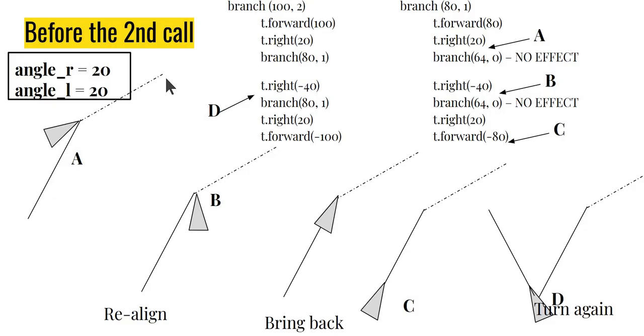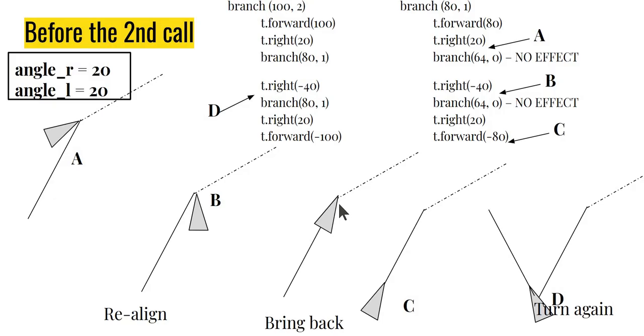Now, we have talked about this before. At point A, I'm turned 20. Now, remember, I must align myself. So I do it in two steps. I first go minus 40 to this side. Notice t.right minus 40 is basically saying t.left 40. So I kind of overdo this on the other side, and then I bring it back again, right?